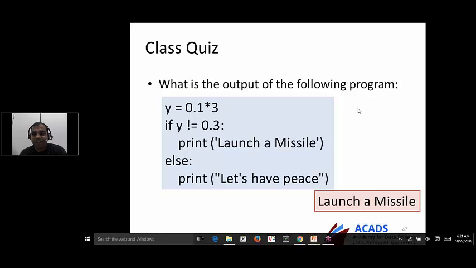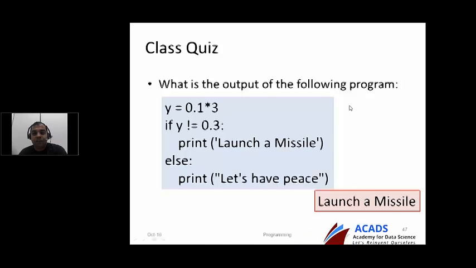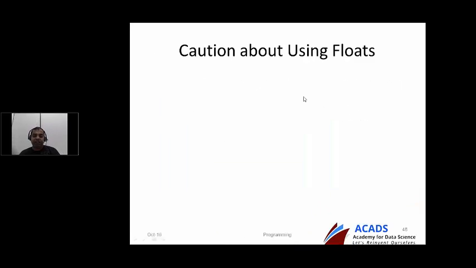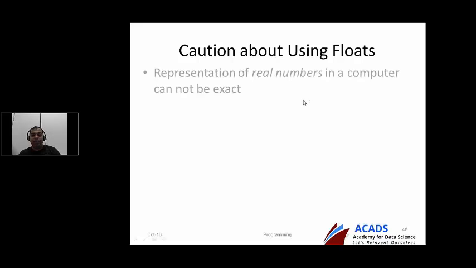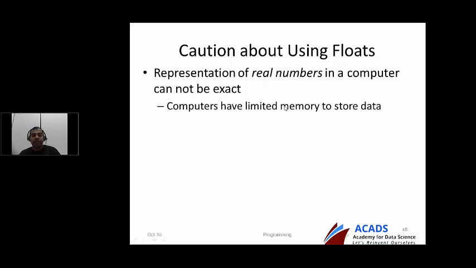Okay, so let me tell you the reason. So as we know that in Python or in any other language, yes, so Sridhar has the right answer. Problem is with floating point representation. Floating point representation, or the representation of real numbers, it cannot be exact in a computer. Computers have limited memory to store data. It could be 1 GB, it could be 4 GB, it could be 16 GB, or maybe terabytes of memory. We are talking about RAM, okay?